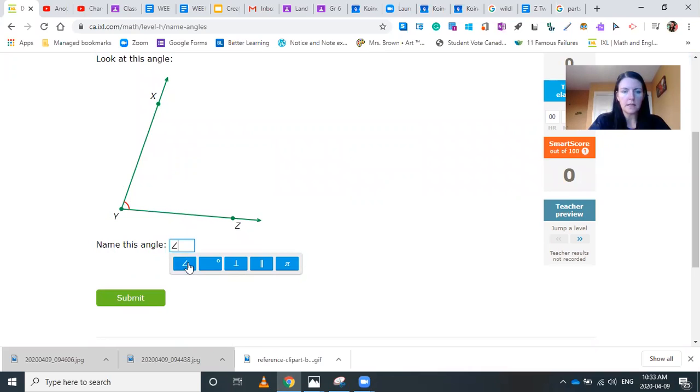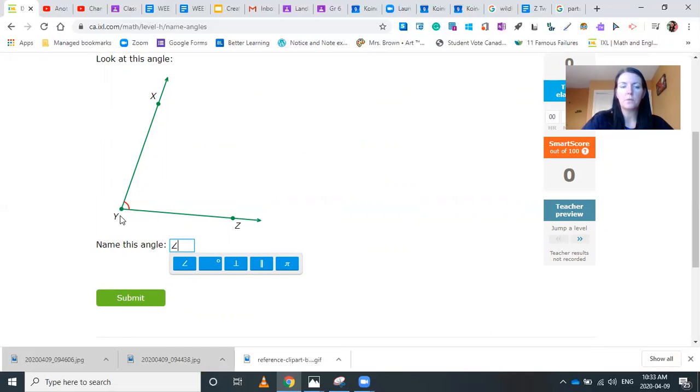So we're going to use this little angle button. Now there's three different ways that you could do this. You could type in just the angle that it is, which is Y. Make sure that you've got your capital Y going. You can just press caps lock on your computer if you have that option, if you're not on an iPad or another device. So angle Y would be this angle's name.